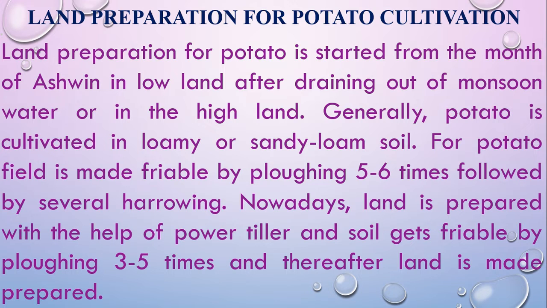using several harrowing, if it is a country plow or traditional plowing machine, or if we use a power tiller or tractor, that time we can use 3 to 5 times plowing. And make sure the soil clods are broken down properly, because we know that the potato plant root goes down underneath the soil, and there in the root system potato grows. That is why we need the soil more friable, and that is why loamy and sandy soil is best for potato cultivation.